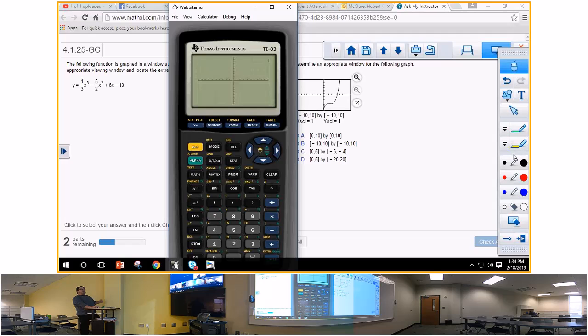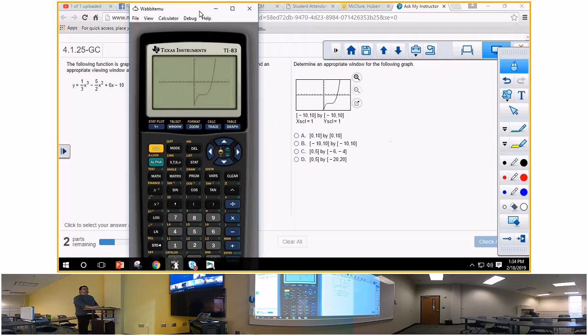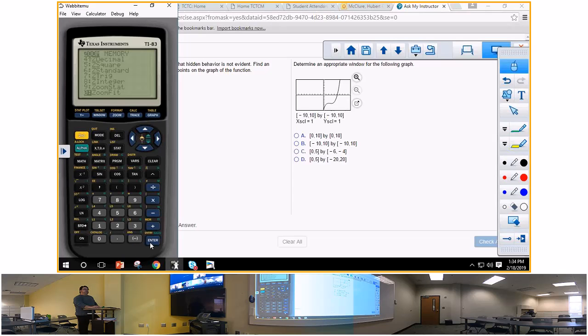Now, it may not show up the first time. Yep, there it is. The window is telling you how you want to look at the graph. I tell students to hit zoom, standard, 6. I also tell students to hit zoom fit. Zoom fit is 0. Hit enter, and it'll put it in a window to make sure you see the graph.